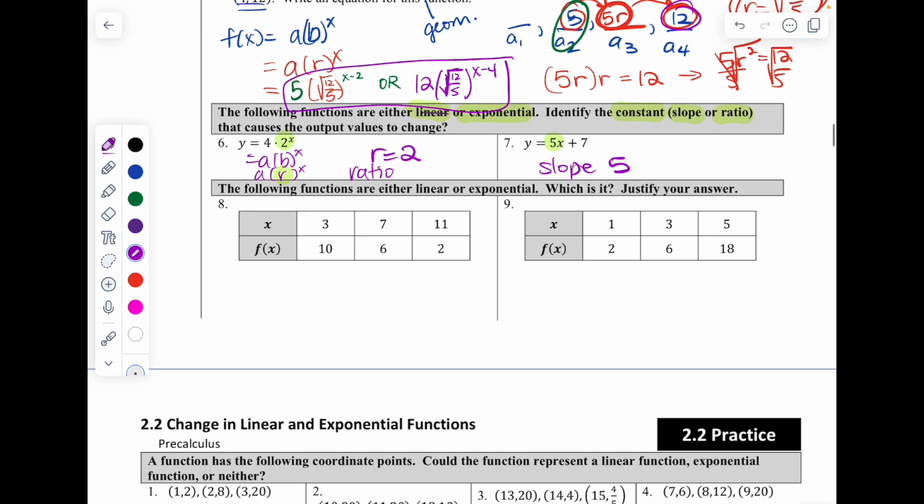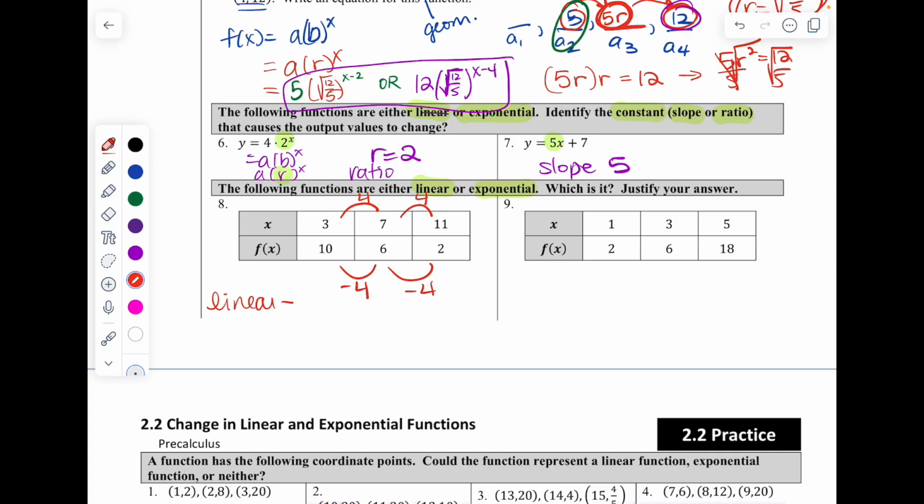For number 8 and 9, it says, which of the following are either linear or exponential? So now we're just analyzing the data. I'm going to look at the jumps in x. From 3 to 7, this is adding 4. From 7 to 11, that's adding 4 again. Looking at the outputs, from 10 to 6 we subtract 4, and from 6 to 2 we subtract 4 again. This tells me that it's linear.